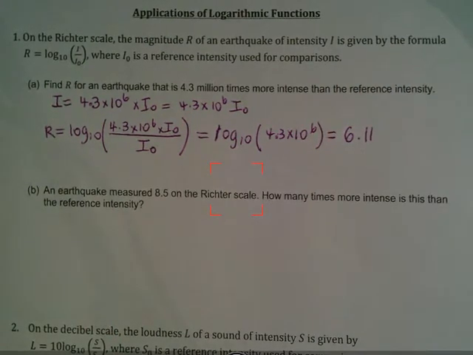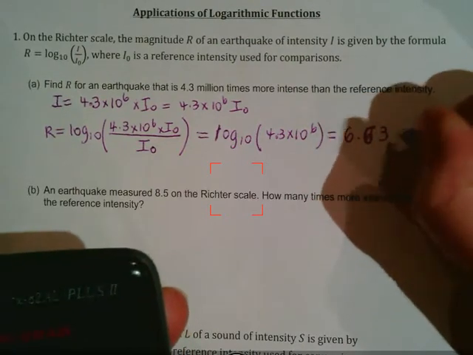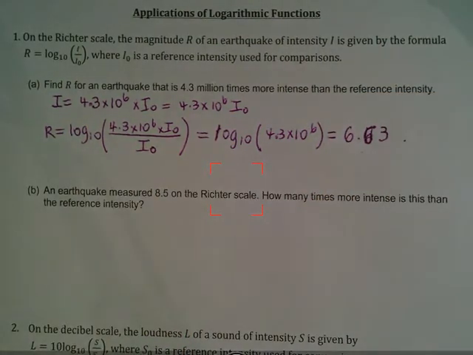Okay, so if you look up 6.11, I think that's fairly strong, but there are earthquakes with 7 or 8 on the Richter scale that are even stronger. Actually, I'm not sure if I entered that right, I'll just check. Log of 4.3 times 10 to the power of 6, and that's 6.63, sorry, 6.63 I'm getting on the Richter scale.